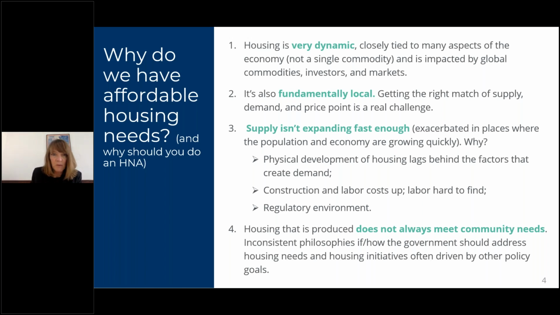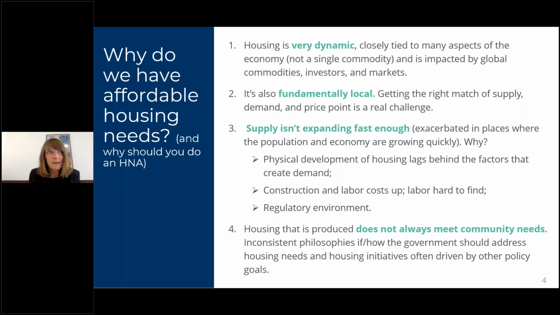Housing is impacted by global commodities, investors, and markets, I think, as we've seen more directly in the last couple of years than ever before. But at the same time, it's also fundamentally local. So getting the right match of supply, demand, and a price point is a real challenge for local communities, but it's really what they're striving for when thinking about doing a housing needs assessment and developing a strategy.